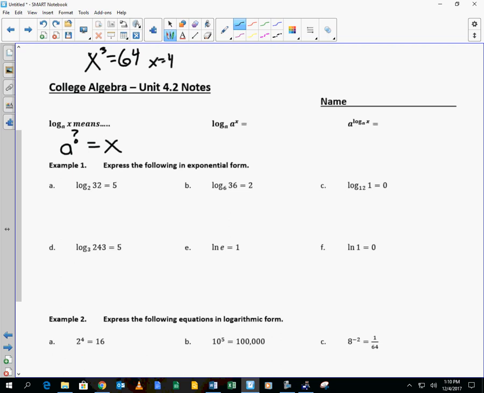Well, now what we're thinking about is this. 4 to what power is equal to 64? 4 to the third. So what you just did was a logarithm. A logarithm solves for exponents. And you say, no big deal, Mr. Gens, I could do that in my sleep.